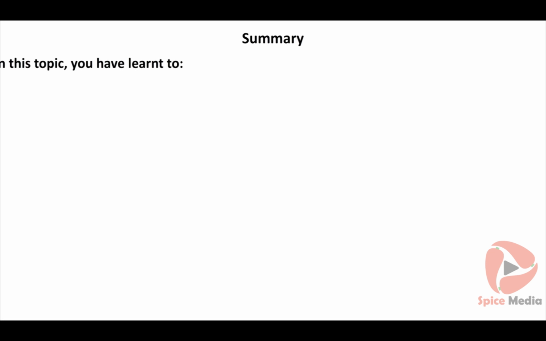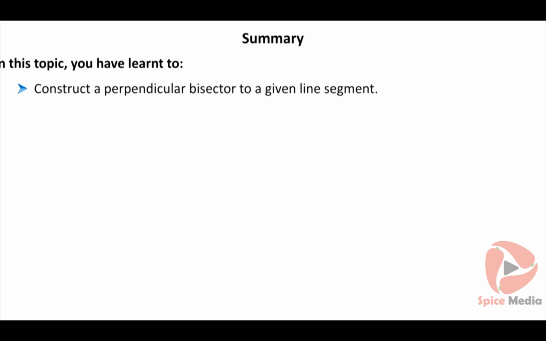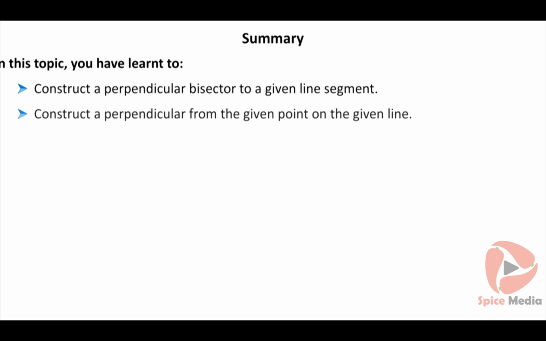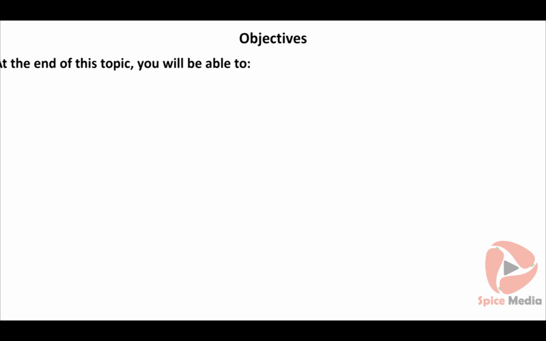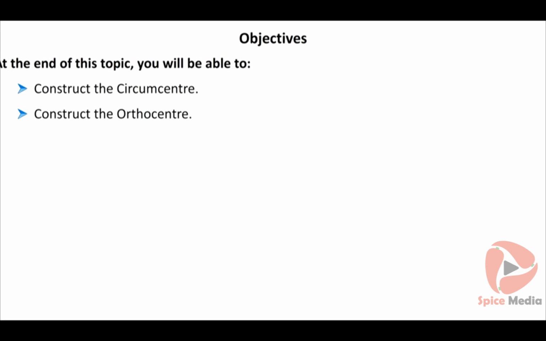In this topic, you have learnt to construct a perpendicular bisector to a given line segment, construct a perpendicular from the given point on the given line, construct a perpendicular line through a point not on the given line. At the end of this topic, you will be able to construct the circumcenter, construct the orthocentre.